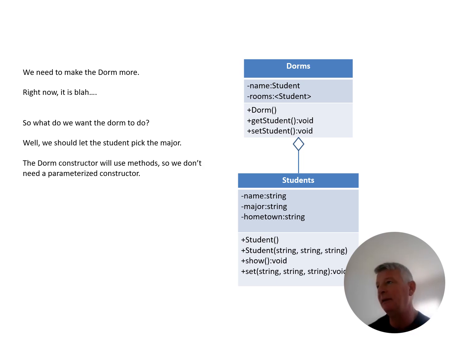So we need to make the dorm more useful. Right now it's kind of basic. So we should let the students pick a major. The dorm constructor will use methods, so you don't need to parameterize the constructor on that. So now we have students able to pick a major.